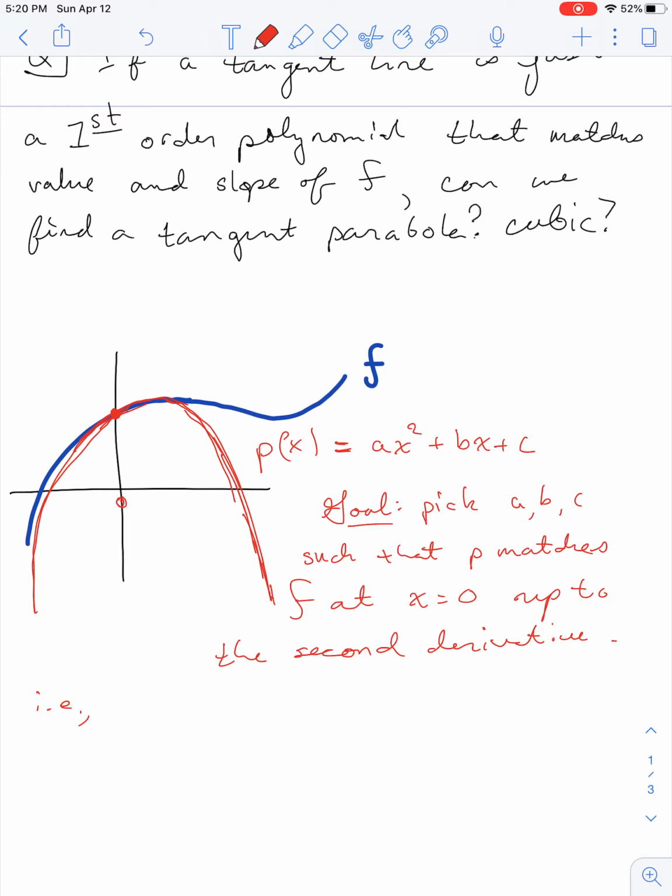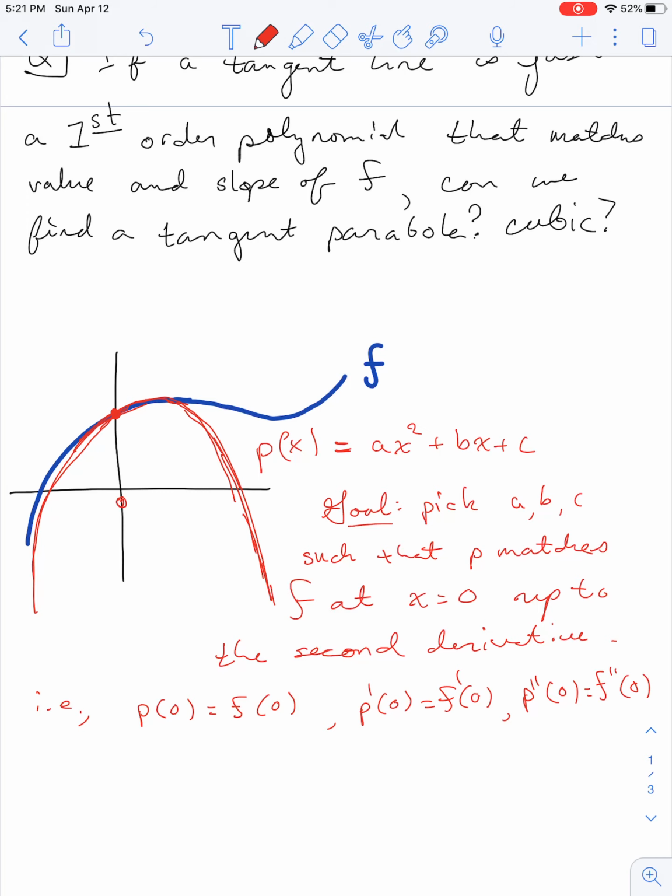I.e., I am going to pick a, b, and c such that p of 0 equals f of 0, p prime of 0 equals f prime of 0, sorry, and p double prime of 0 matches f double prime of 0.